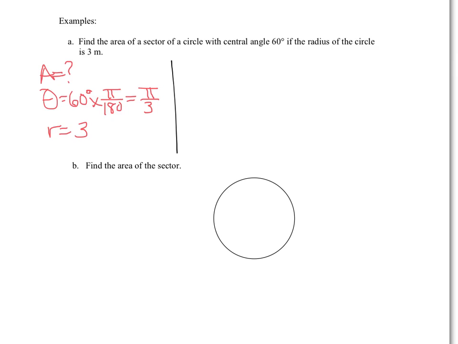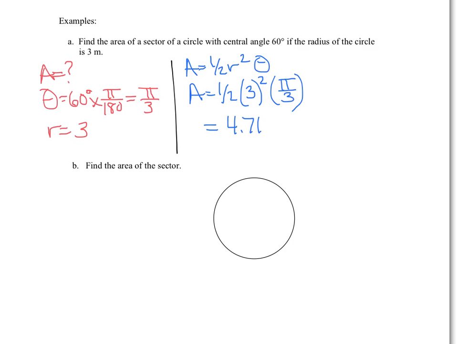So now I can go ahead, plug into my A equals 1/2 r squared theta formula. So I'm looking for A. I'm going to take 1/2, R is 3, my theta is pi over 3. So just like with my arc length formula, I do not need this in fraction form, so you can go ahead and type it in your calculator just like you see it there. And when you type it in, you should be getting approximately 4.71, and my units are meters. Since it's area, it's going to be squared. So my area equals 4.71 meters squared.